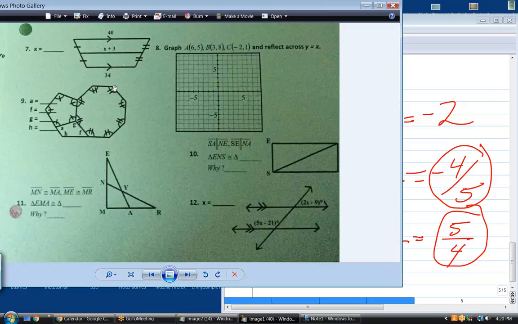37. Correct. So x plus 3 equals 37. So x is equal to 34, which is a little confusing here because this bottom side is equal to 34. But remember, x is just a variable. This mid-segment is 37.